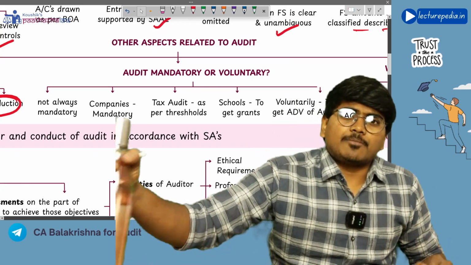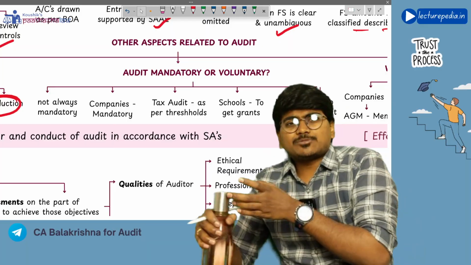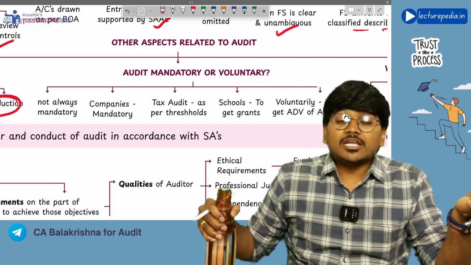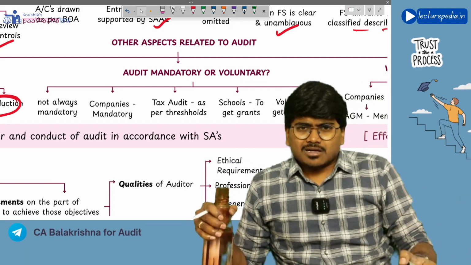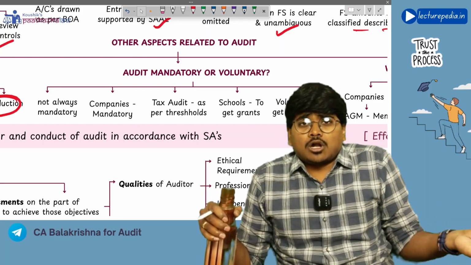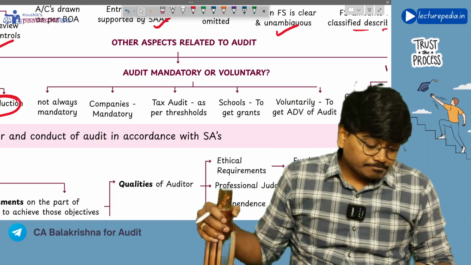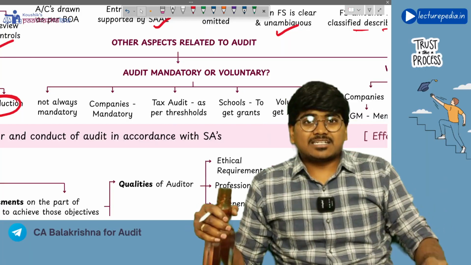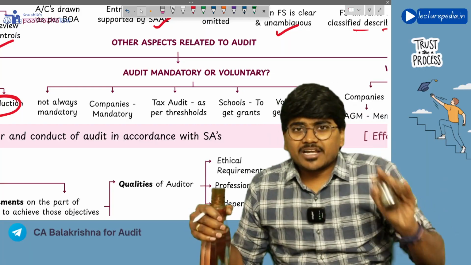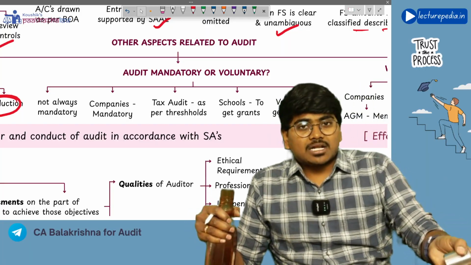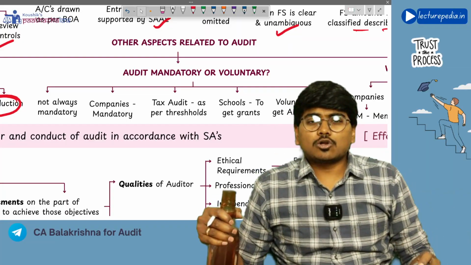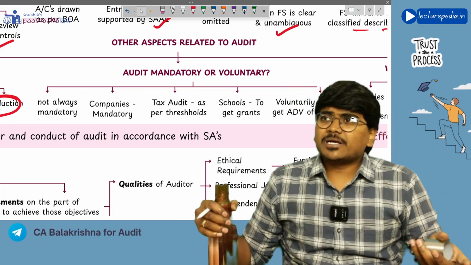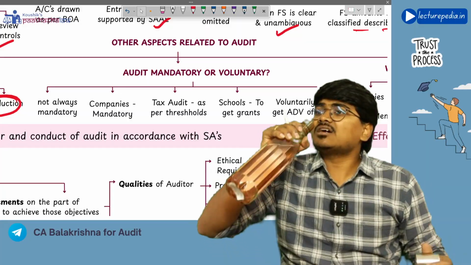See, it depends. If you are a company incorporated as per Companies Act 2013, audit is mandatory. Or if you are just a partnership firm, then audit is not mandatory. Or as per Income Tax Act, there is the provision related to tax audit. If your turnover crosses 1 crore rupees, then tax audit becomes mandatory, right?